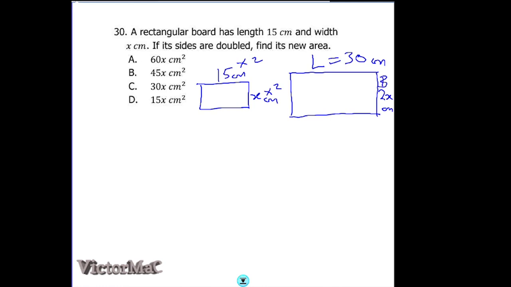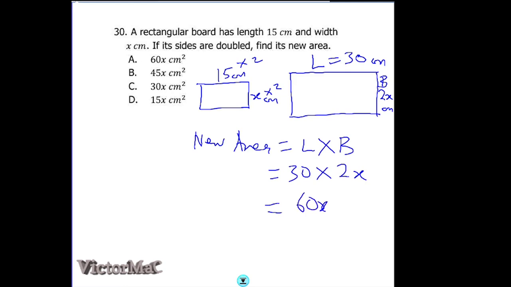Okay, so the new area is just simply multiplying the big length and the big breadth. Okay, so that's 30 centimeters times 2x centimeters. Now will give us 60x centimeters squared, and that's option A. All right, thank you.